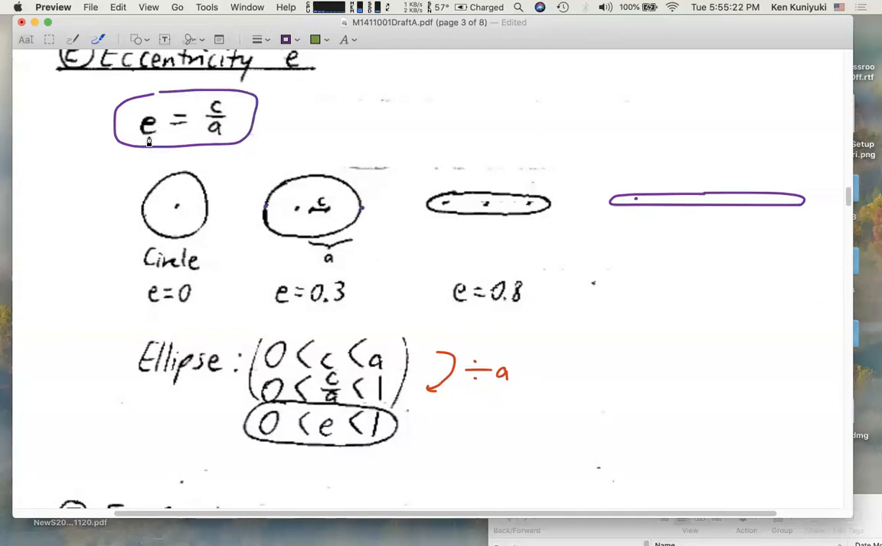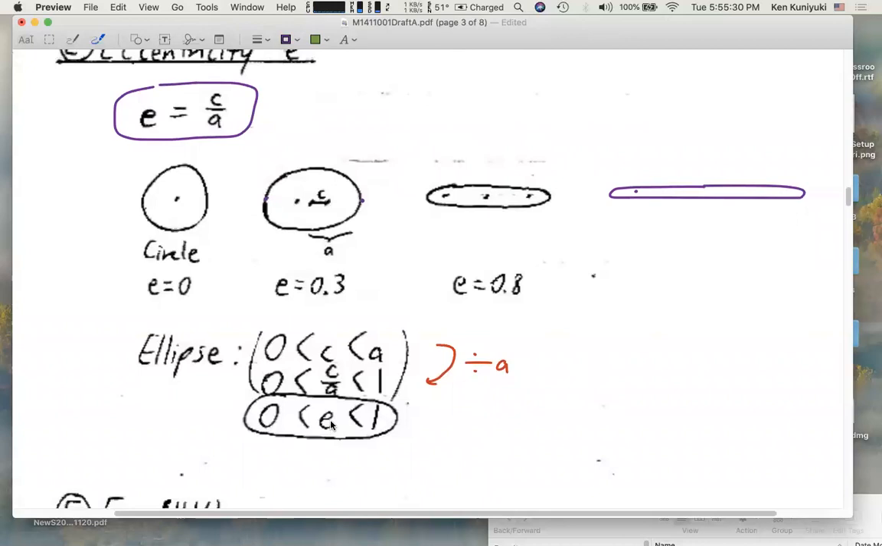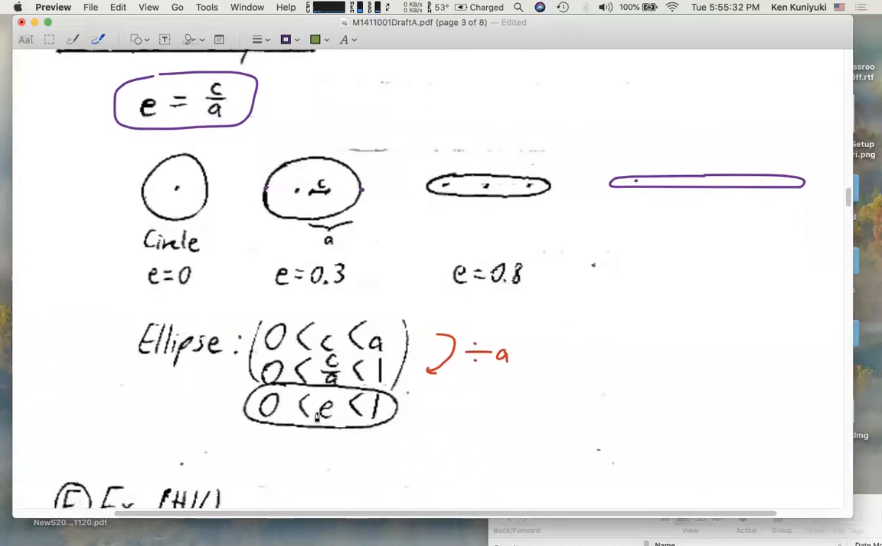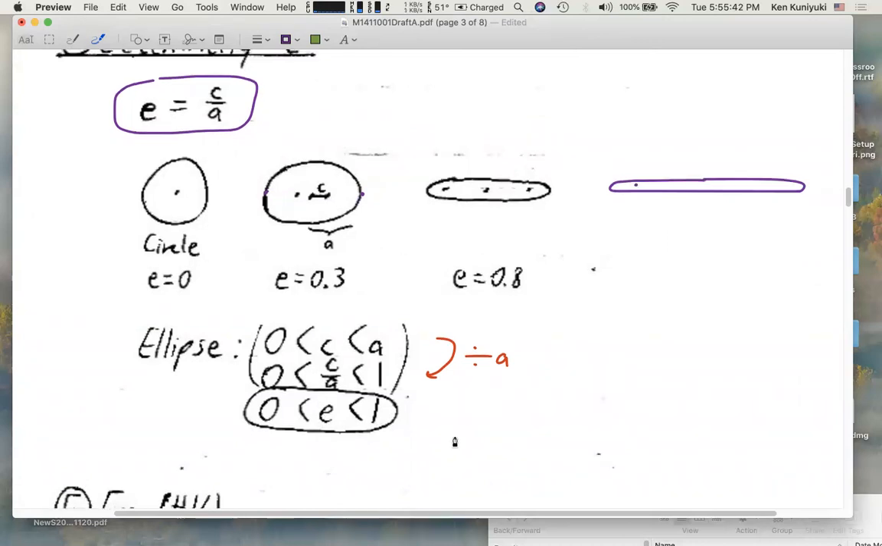By the way, e here is not 2.718. It couldn't be for an ellipse. e here is for eccentricity. a divided by a is 1. So e, the eccentricity of an ellipse, is a real number strictly between 0 and 1. The closer it is to 0, the more circular the ellipse is. The closer it is to 1, the more elongated the ellipse is.